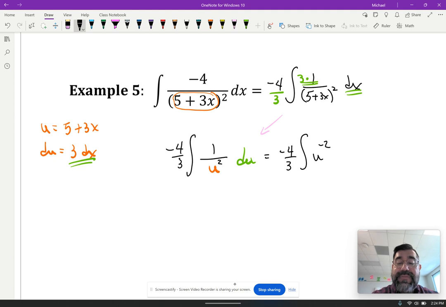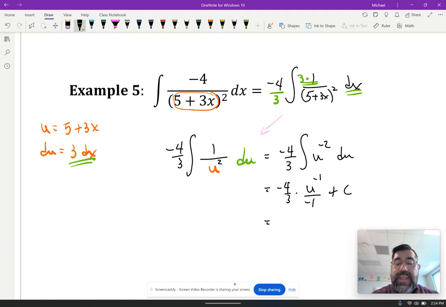As u to the negative 2. And then I can use the power rule, the reverse power rule: add 1 to the exponent, divide by the new exponent. So then this is negative 4/3 times, add 1 to the exponent, divide by the new exponent. And when we do that, plus c, by the way.